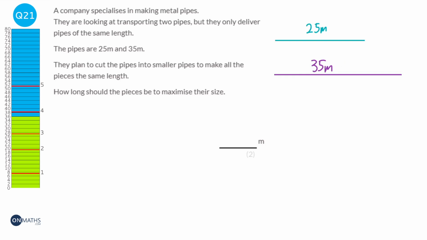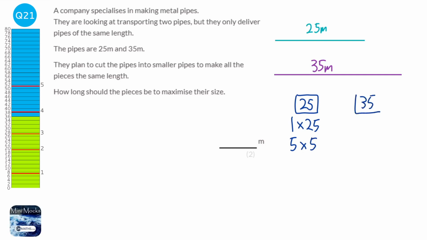So to find the highest common factor, what we do is we just find the factors of 25, which is 1, 25, and 5 and 5, and the factors of 35, which will be 1 and 35, and 5 and 7. And the highest common factor is the highest number in both lists, so it's 5.